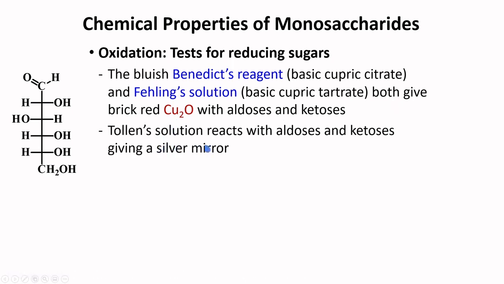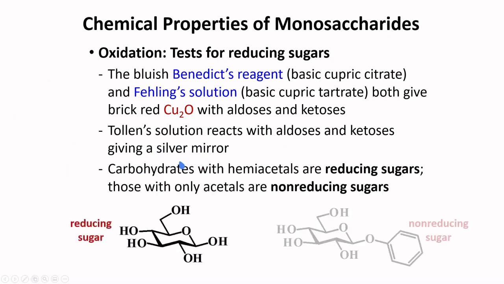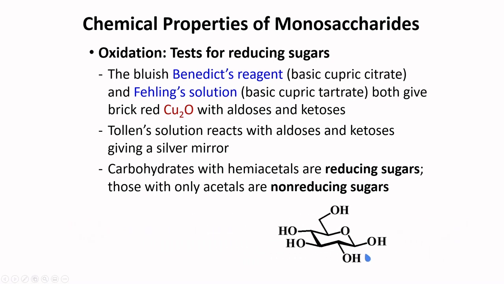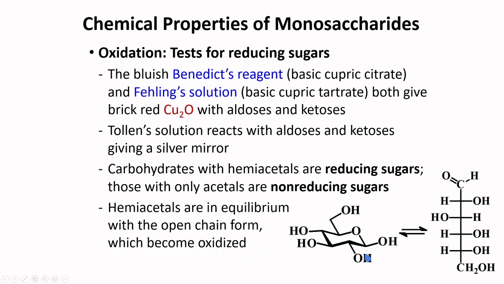Tollens solution also reacts with aldoses and ketoses, giving a silver mirror. Carbohydrates with hemiacetals are called reducing sugars, and those with only acetals are non-reducing sugars. Hemiacetals are reducing sugars because they are in equilibrium with the open chain form, which becomes oxidized.